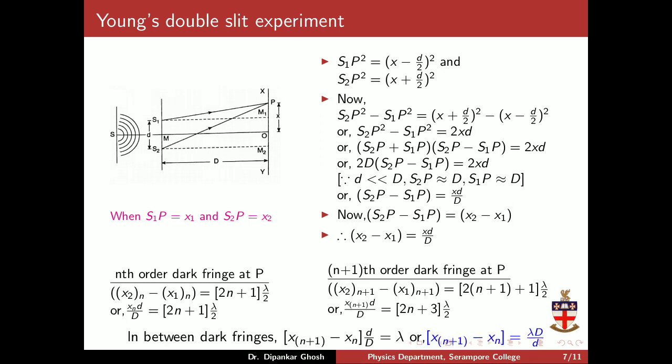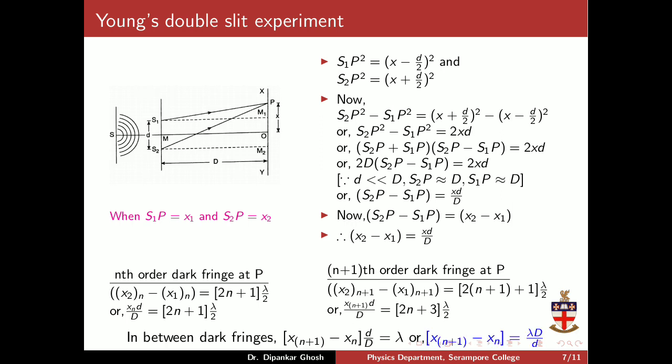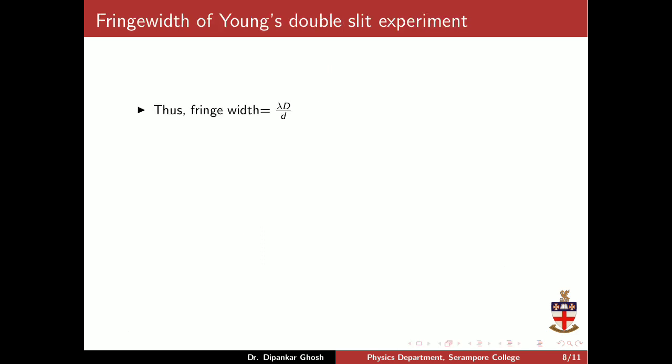And if you are interested in finding out the distance between two consecutive dark fringes, we see that in between them, the distance is lambda capital D by small d. That is the same thing we found in case of bright fringes. Thus, fringe width is lambda capital D by small d.